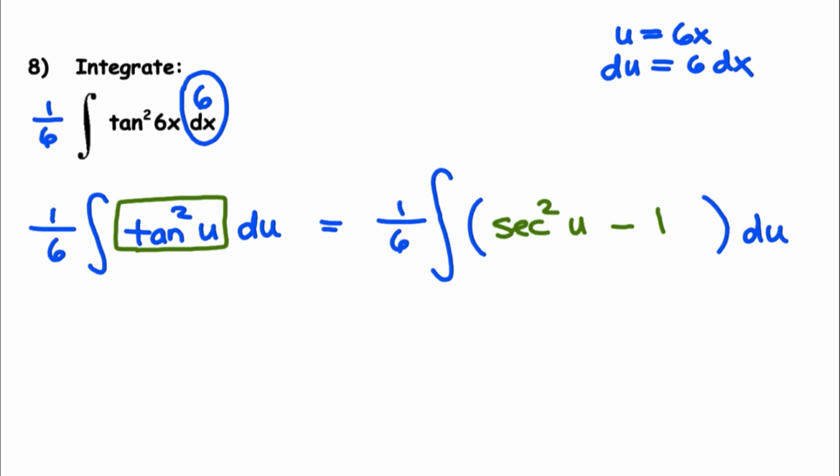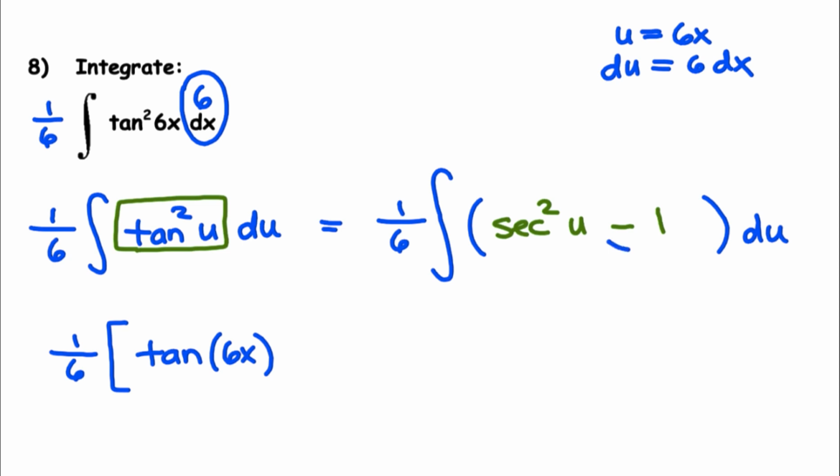The integral of secant squared is the derivative of tangent. So the integral of secant squared is just going to be tangent of u. So we're going to have 1/6 way out front. The integral of secant squared of u, as I mentioned, is tangent of u. Let's put the u back in. That was a 6x.